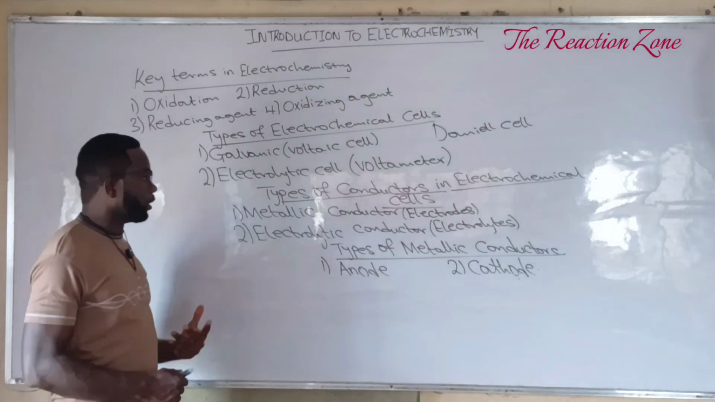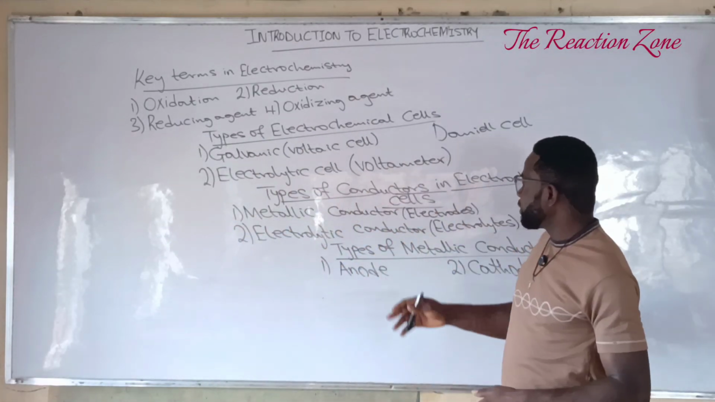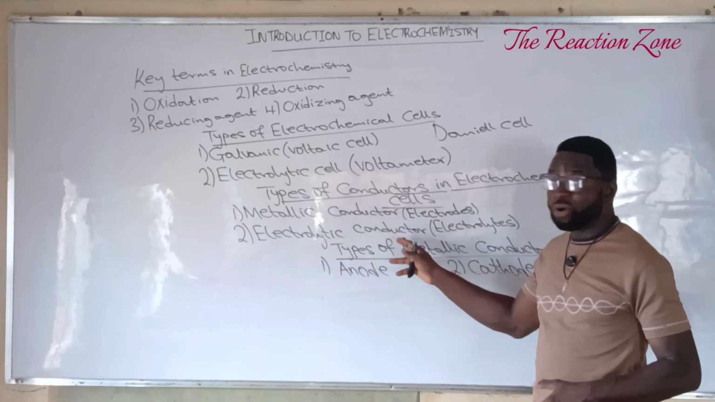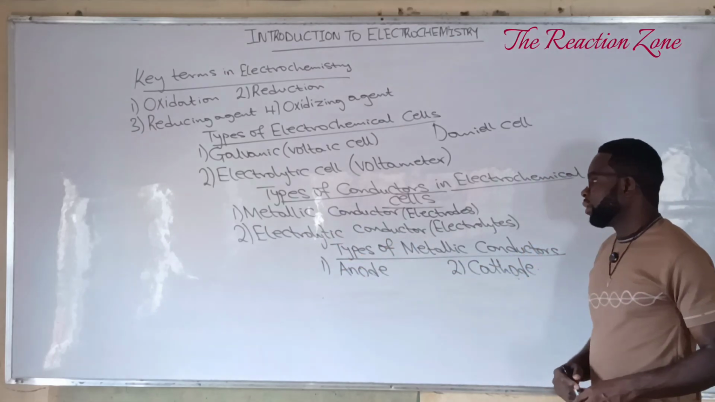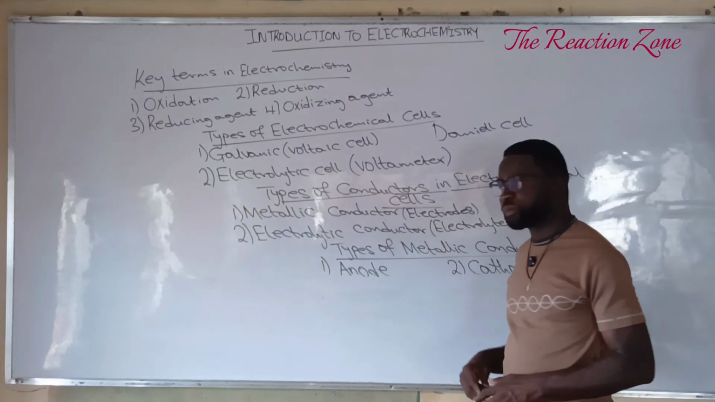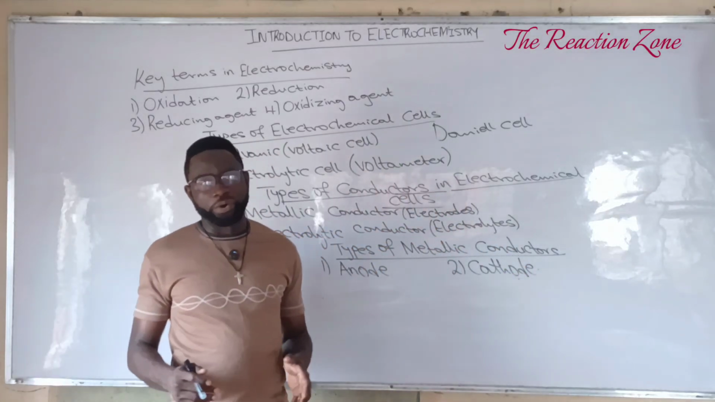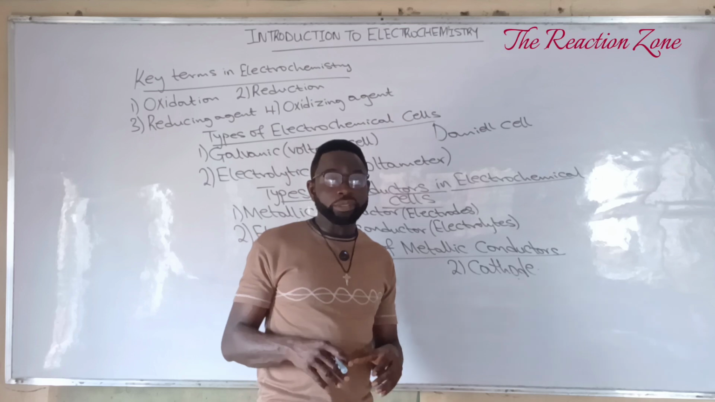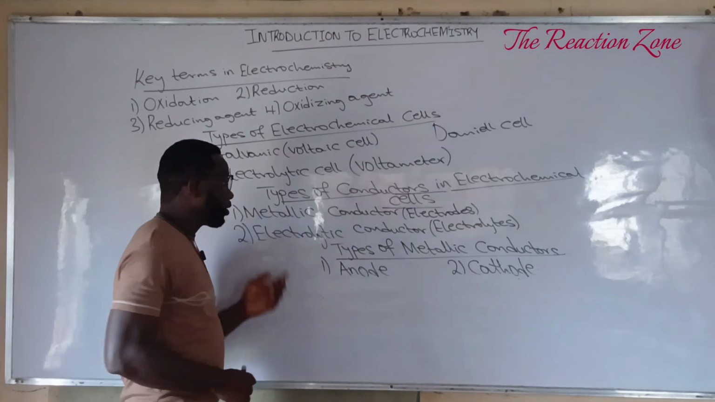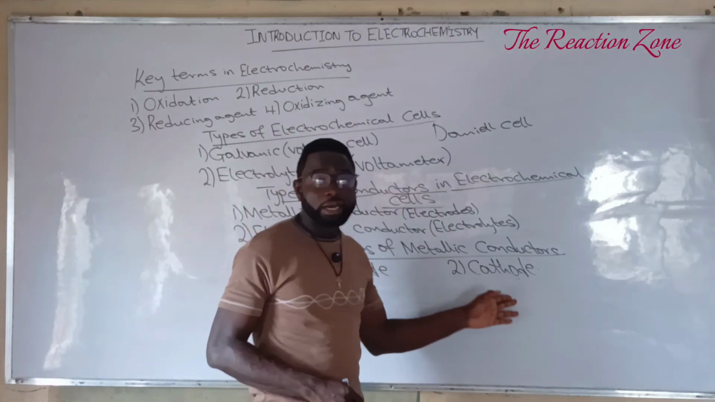In any electrochemical cell, there are usually two types of conductors present. There's a metallic conductor and there is always an electrolytic conductor. Metallic conductors are also called electrodes, and they are the conductors through which current enters or leaves an electrolyte. There are two types of metallic conductors: anode and cathode.